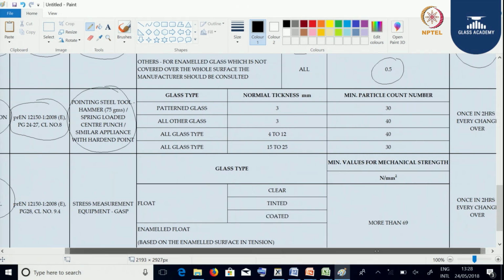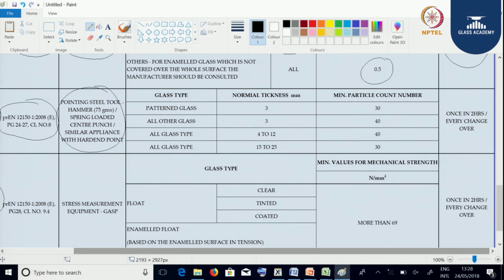And here the fragmentation count is dependent on the thickness of the glass. For 3 mm thickness, the minimum particle count shall be 30. For 4 to 12 mm, the minimum particle count shall be 40, and for 15 to 25 mm, the minimum particle count shall be 30, and the frequency of testing shall be every 2 hours or whenever there is a changeover.